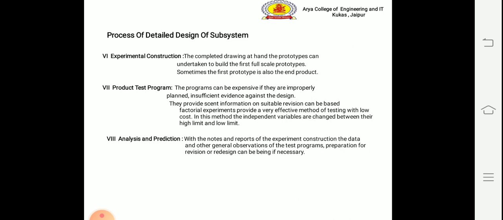expensive if they are improperly planned, giving insufficient evidence for or against the design. They provide information on which suitable revision can be based. Factorial experiments provide a very effective method of testing at low cost. In this method, the independent variables are changed between their high limit and low limit. Step 8, analysis and prediction. With the notes and reports of experimental construction, the data and other general observations of the test program, preparation for the revision or redesign can begin, if necessary.